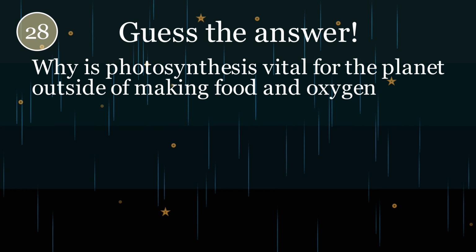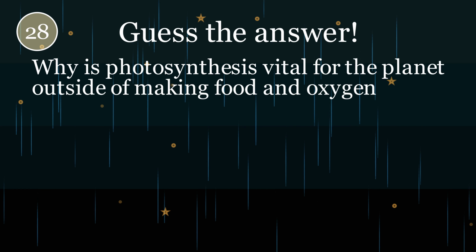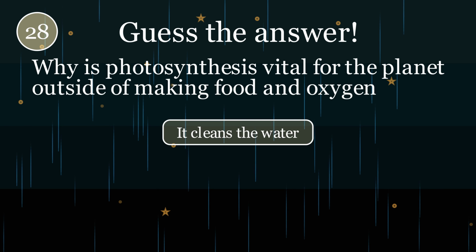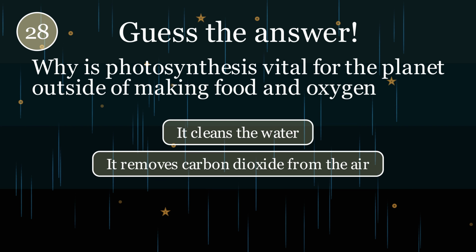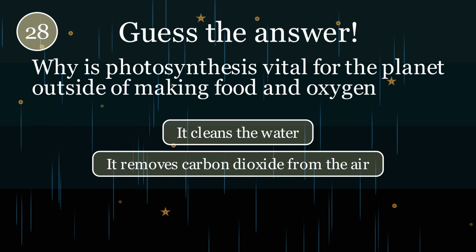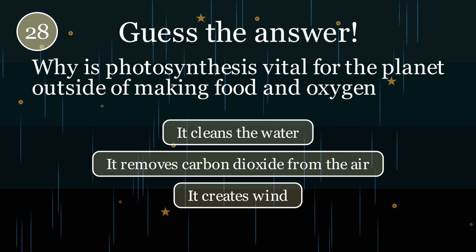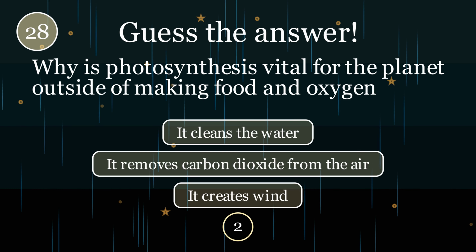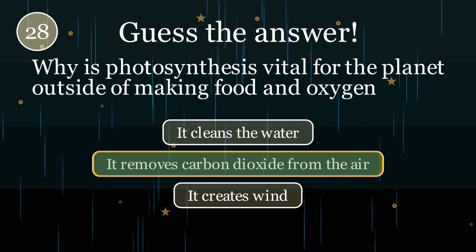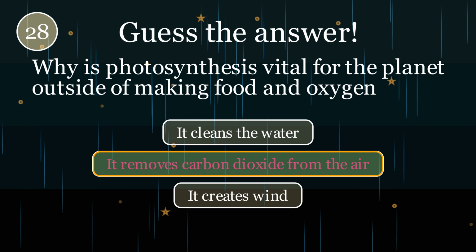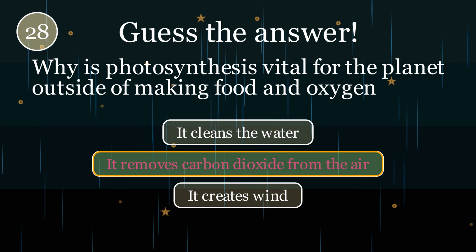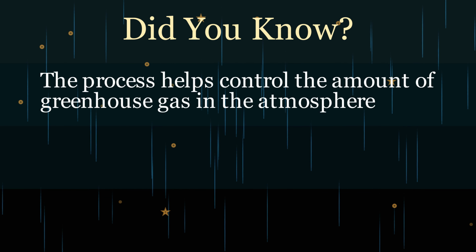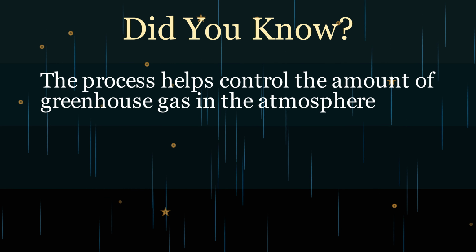Why is photosynthesis vital for the planet outside of making food and oxygen? It cleans the water. It removes carbon dioxide from the air. It creates wind. The correct answer is, it removes carbon dioxide from the air. Here's a nugget of wisdom: the process helps control the amount of greenhouse gas in the atmosphere.